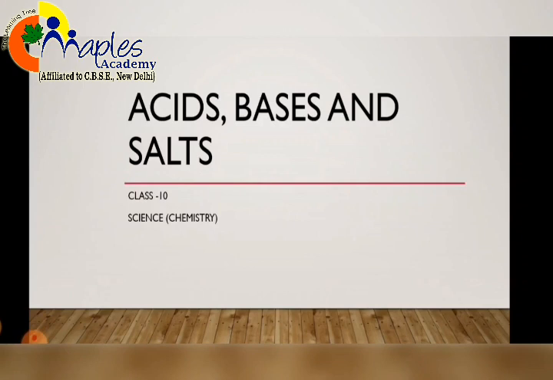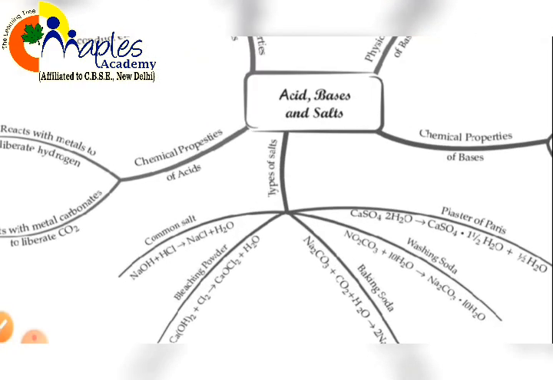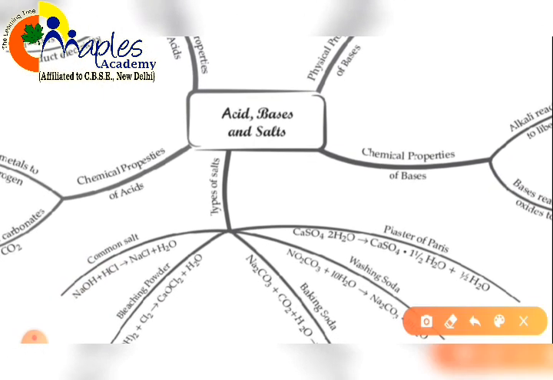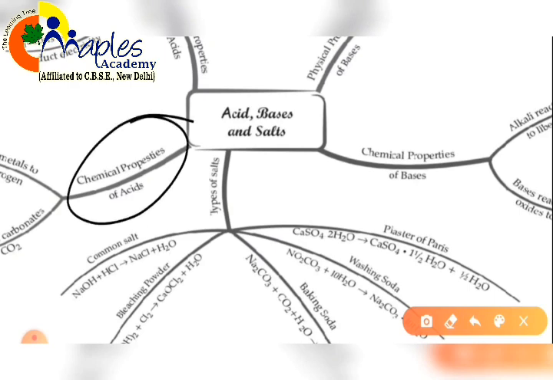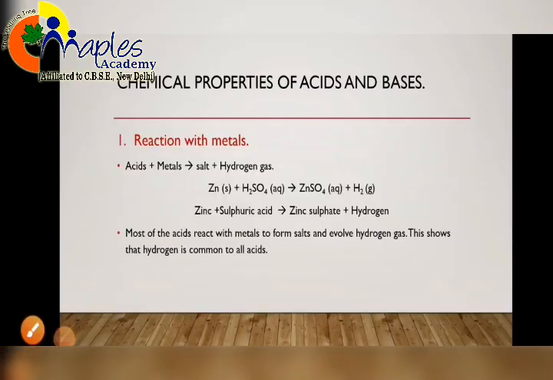In the previous video of acids, bases and salts, we discussed the physical properties of acids and the physical properties of bases. Now, in this video, we are going to explain the chemical properties of acids as well as the chemical properties of bases, meaning how they chemically react with other things and with each other. So let's start with the second part of our video, that is the chemical properties of acids and bases.